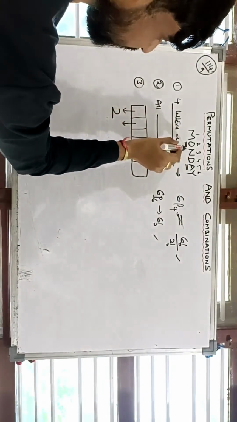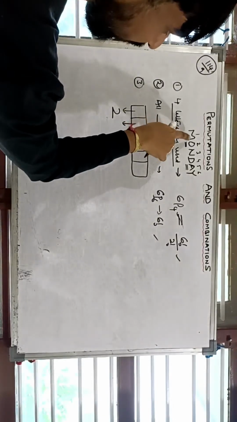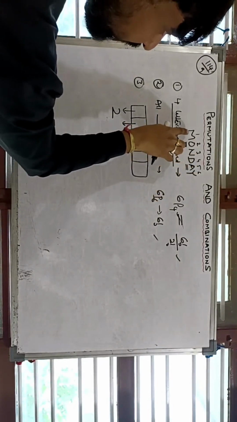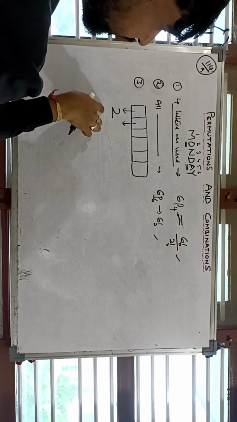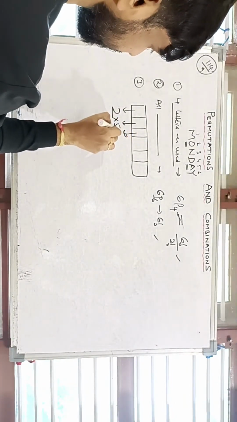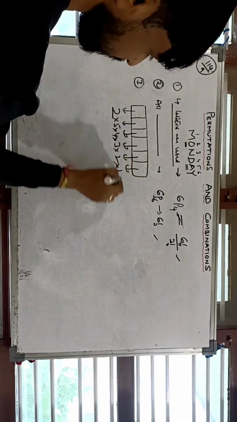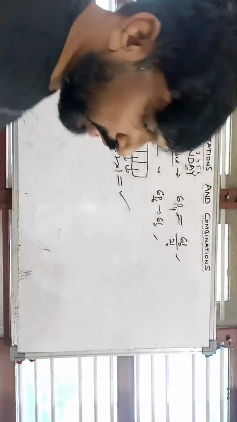Coming to the next boxes, I'm using the fundamental principle of counting. Repetitions are not allowed, as already given. So either O or A is already fixed here. Then you have 5 chances here, 4 chances here, 3 chances here, 2 chances here, and only 1 chance here. This multiplication is your answer.